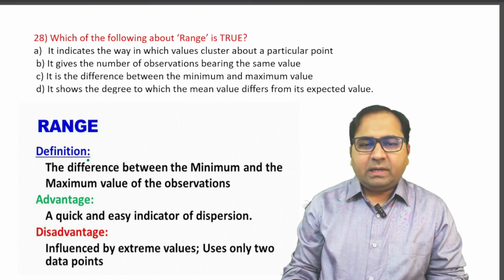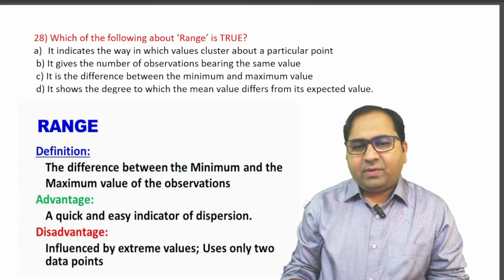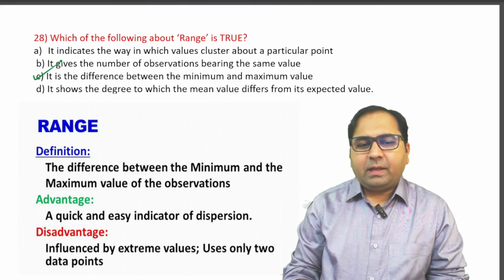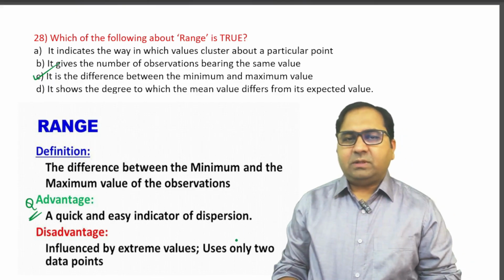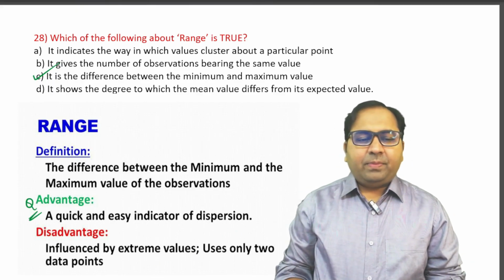See, a discussion on range. The definition is that it is the difference between the minimum and the maximum value of observations. The advantage is that it is a quick and easy indicator of dispersion. It also came as a question previously. Okay.